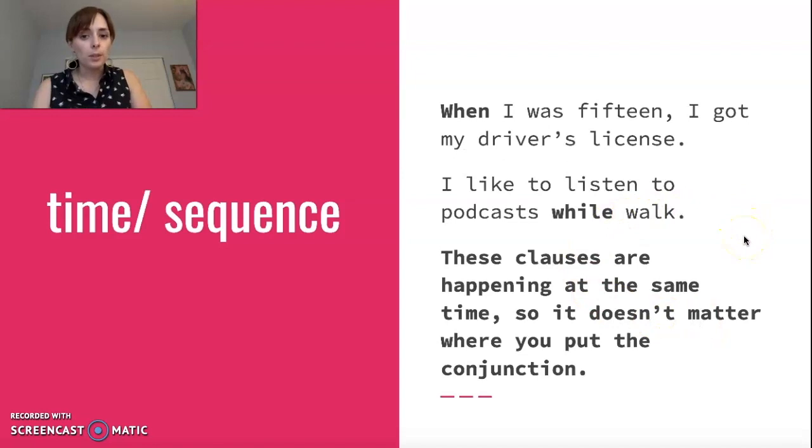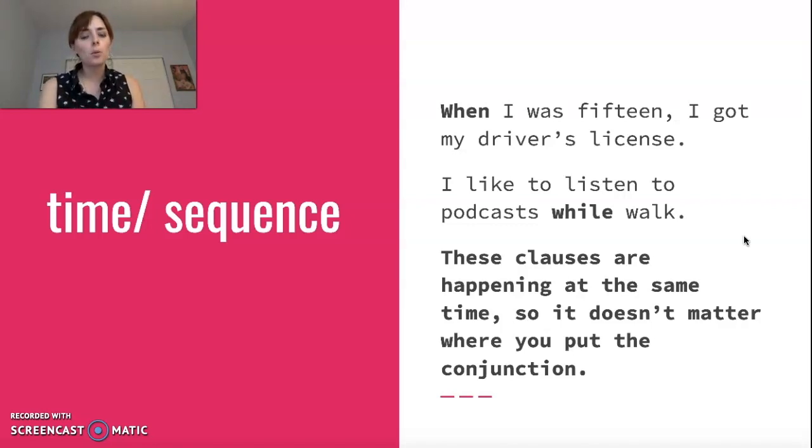Let's look at another one. When. So when means at the same time. So when I was 15, I got my driver's license. Okay? I could also flip those. So I got my driver's license when I was 15.